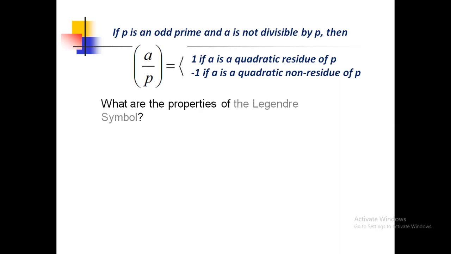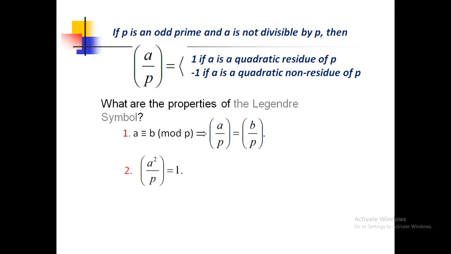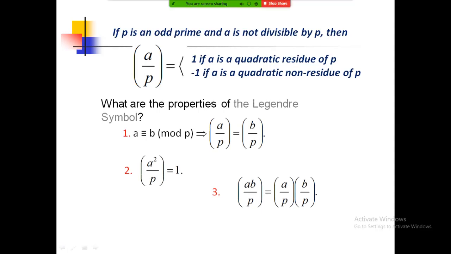So what are the properties of the Legendre symbol? If a is congruent to b mod p, then (a/p) is equal to (b/p). Please be careful with this. Also, (a²/p) is equal to 1. And the next one is very important: (ab/p) is equal to (a/p) times (b/p). Both are equal. At the same time, (a²/p) equal to 1.